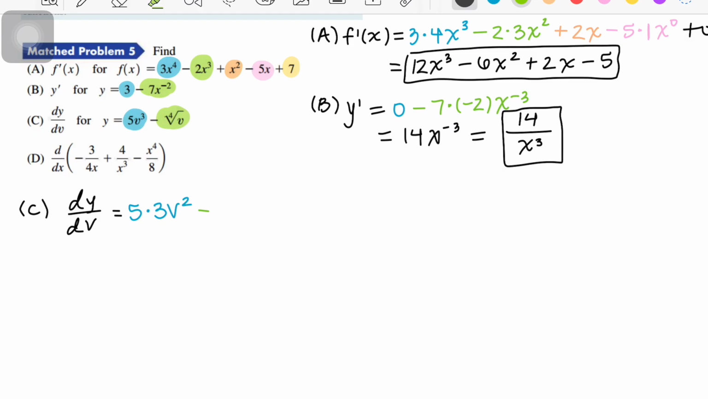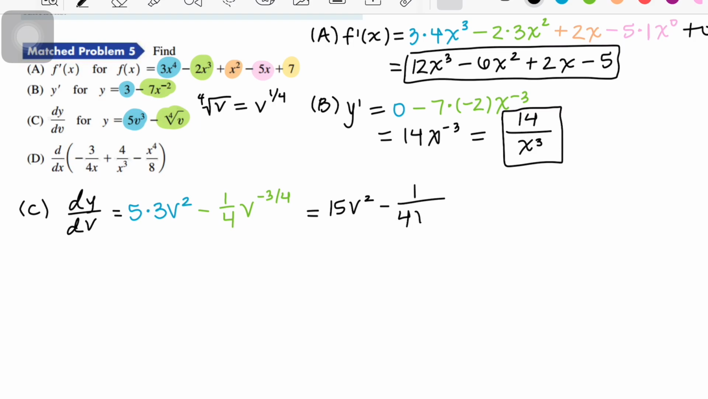And actually, real quick, before we do that, I'm just going to rewrite the fourth root of v as v to the power 1/4, just so we can easily see what's going on with the power rule. So what would happen in this case is this 1/4 would come down to the front. So we have 1/4 v to the power 1/4 minus 1, which is negative 3/4. All right, then multiplying this out, we get 15 v squared minus, writing this as positive exponents, we have 1/4 v to the 3/4 power. All right, and that is our derivative for that guy.